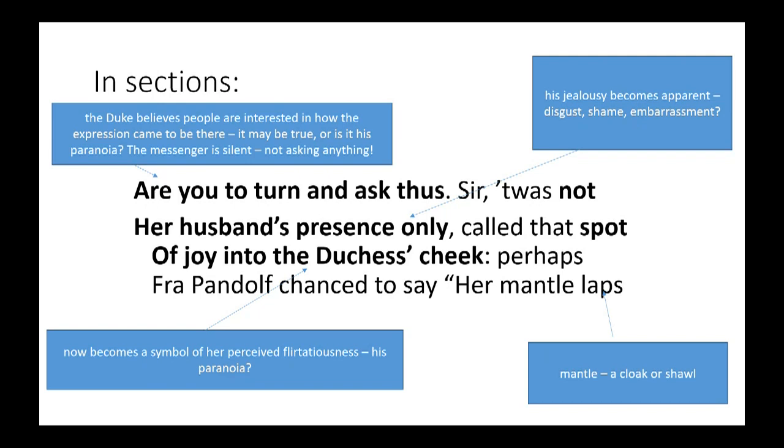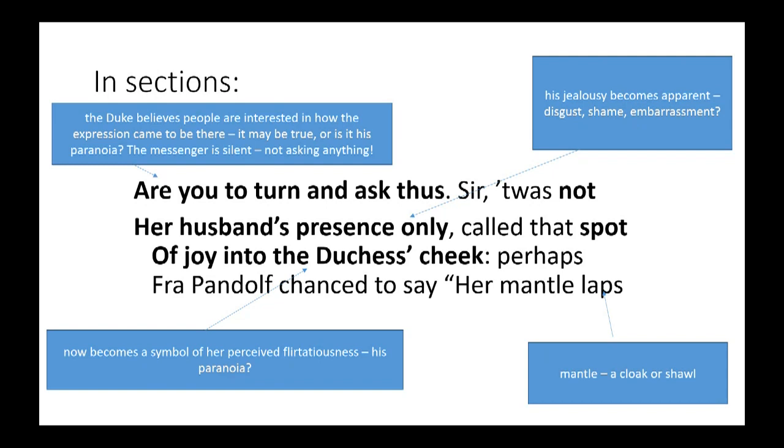And then a euphemism, we've got loads of euphemisms in the poem. A euphemism is another phrase used to describe something that might be a bit crude or rude or coarse or blunt, in this case. She blushes. It wasn't only her husband that called that spot of joy into the Duchess's cheek, that blush, that smile.